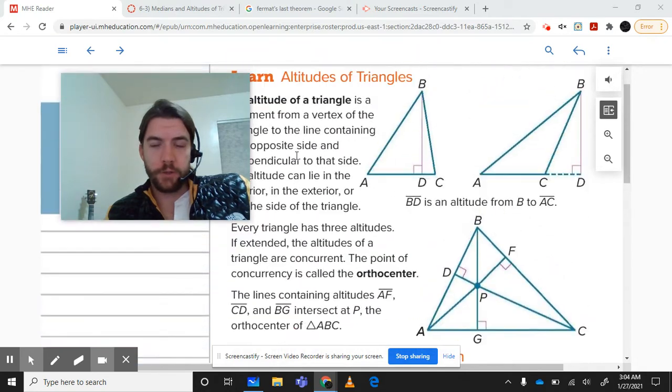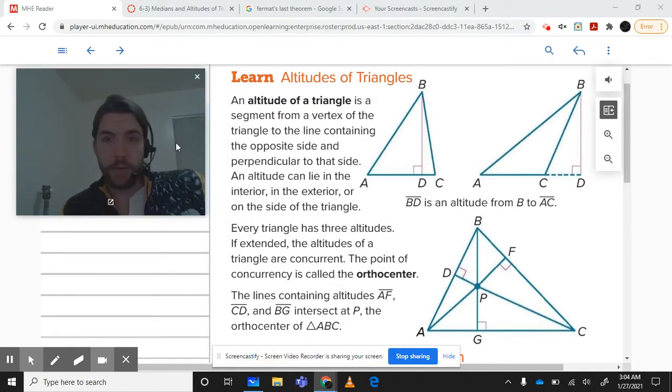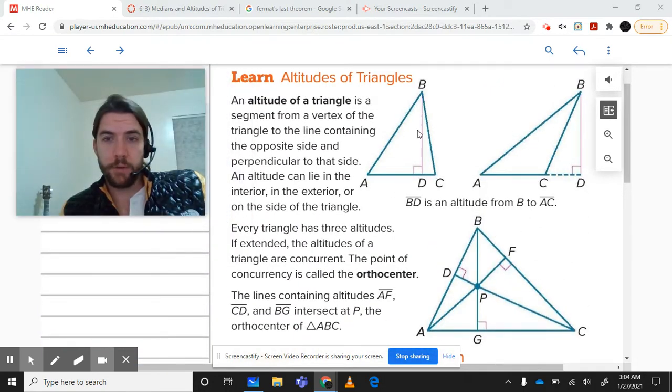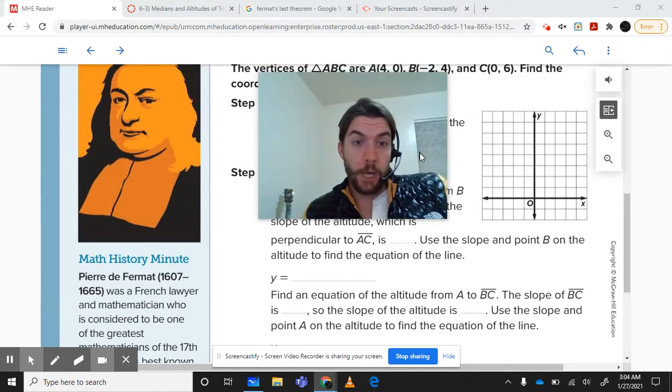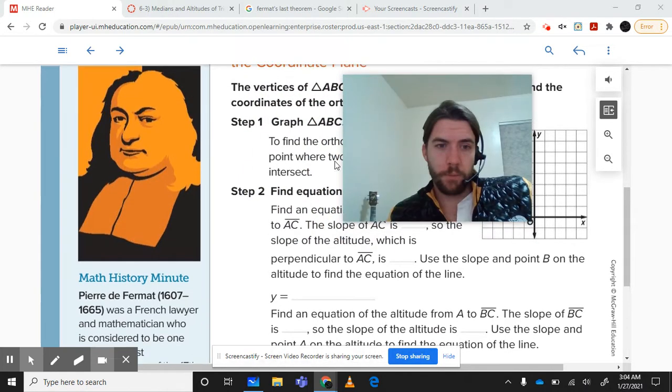So we're going to just wrap up with this vocabulary idea of what this thing is called, the altitude. And like I said before, it's basically just the height of the triangle, depending on which way you're facing. I will pause for a moment to go over some math history.